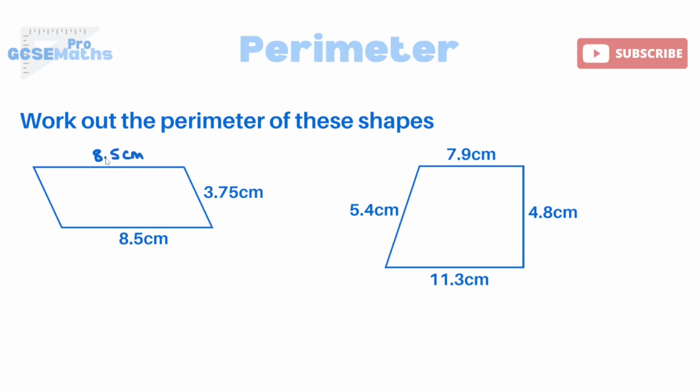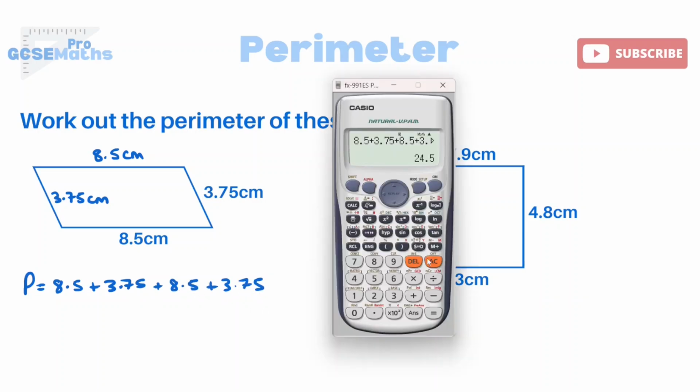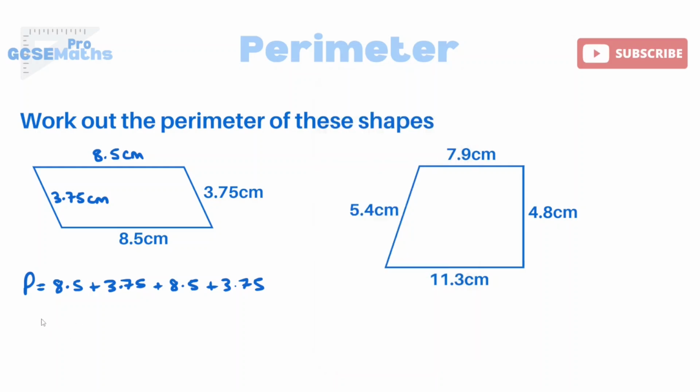And the left side and the right hand side have to be the same as well. So this is also 3.75. So we just need to add together all 4 of those, or just double each of them. So the perimeter is 8.5 plus 3.75, and then effectively that times by 2, isn't it? Or you can add them manually, whichever you prefer, which gives us 24.5. So that is it for the parallelogram.